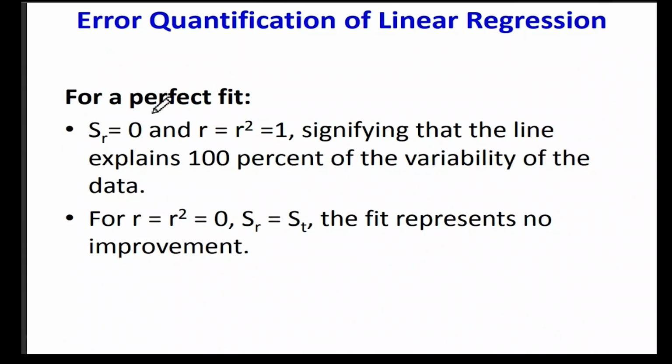For a perfect fit, if our SR equal to 0 and our R or R square equal to 1, it will give us information that the line that we draw is 100% on the validity of the data. So, kalau kita dapat SR equal to 0 and R squared or R equal to 1, maknanya kita punya line tu memang 100% semua berada kat atas data, di atas titik measurement data yang kita ada. For R or R square equal to 0 and SR equal to ST, the fit represent no improvement. So, maknanya fit, best fit line yang kita buat tu tak ada improvement langsung lah.